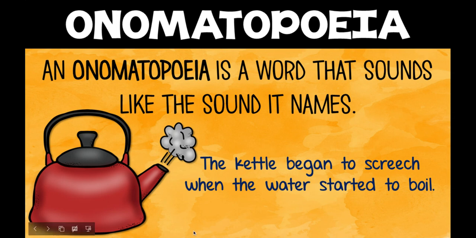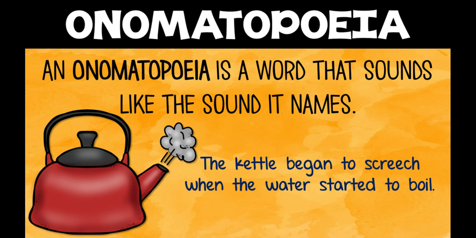Here's an example. The kettle began to screech when the water started to boil. In this case, the word screech kind of sounds like the sound that a kettle would make when the water starts to boil. So screech is an example of an onomatopoeia. Some other examples would be things like ring, ring, ring. When you say ring, it kind of sounds like the sound a phone makes when it rings. Or pop kind of sounds like the sound a balloon makes when you pop it. Remember, onomatopoeia are sound words.